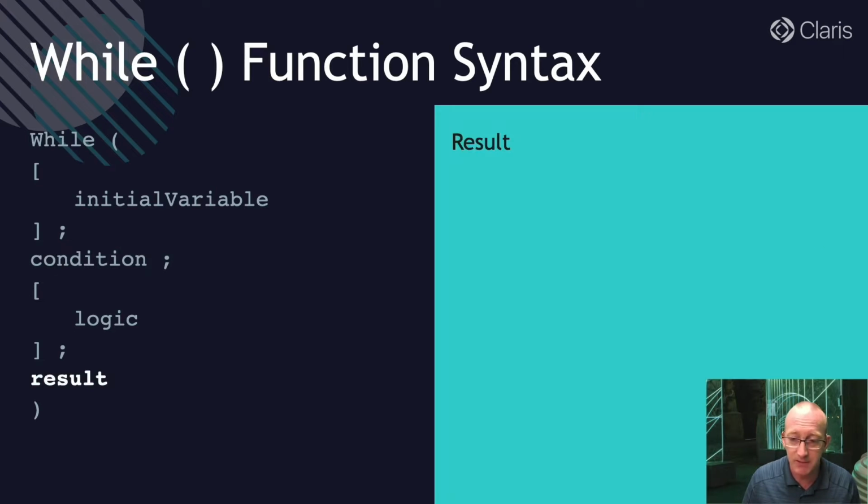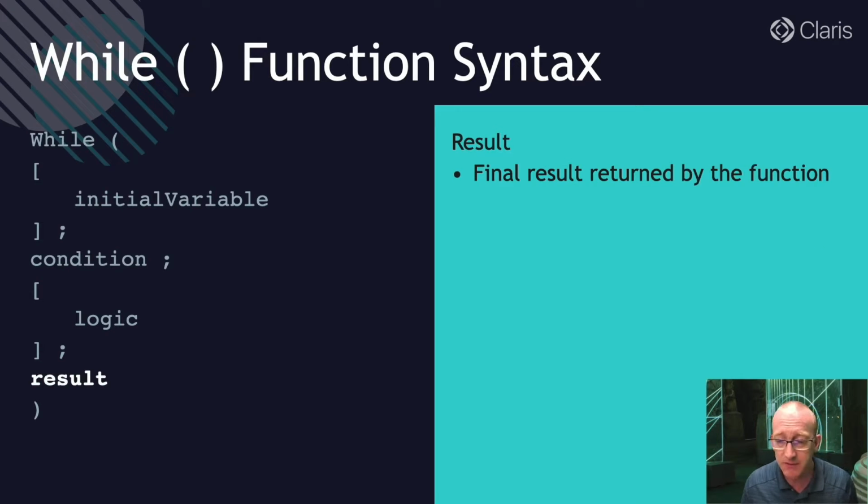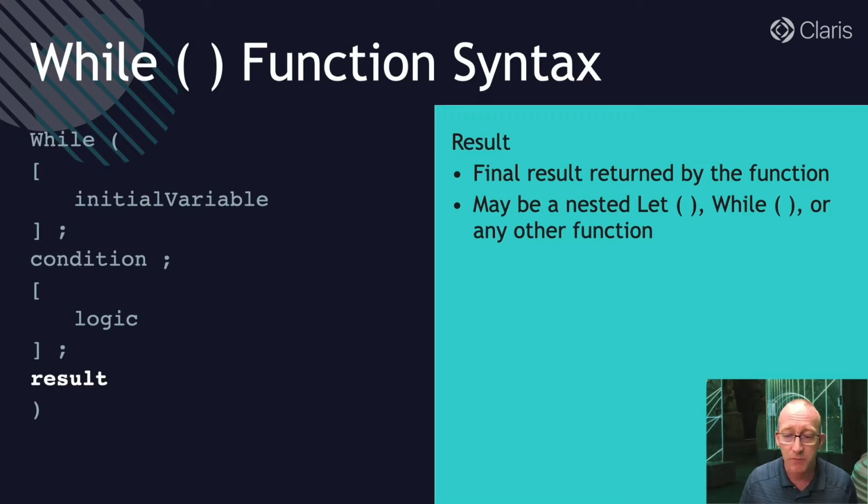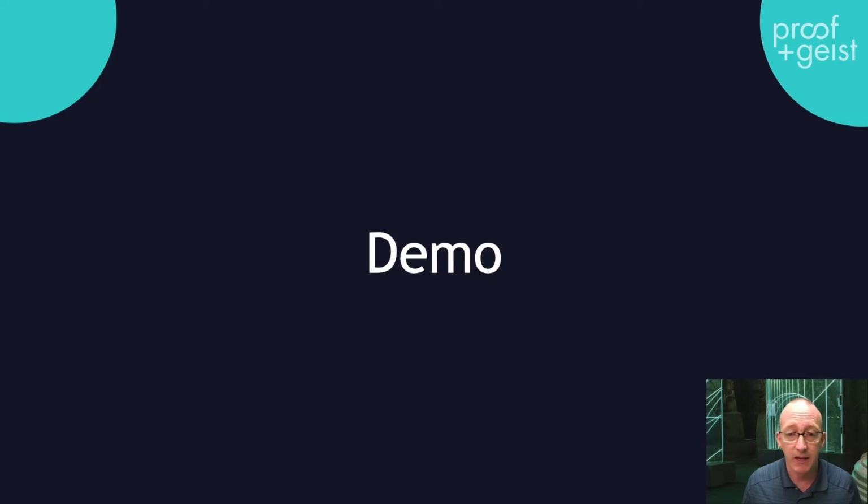All right, and the last thing, of course, is the result. And this is the final result that's going to be returned by the function, which may be just the result, or it could be a nested let or while or any other function that makes sense to get you the result that you need. So with that, let's go ahead and take a look at a little bit of demo.